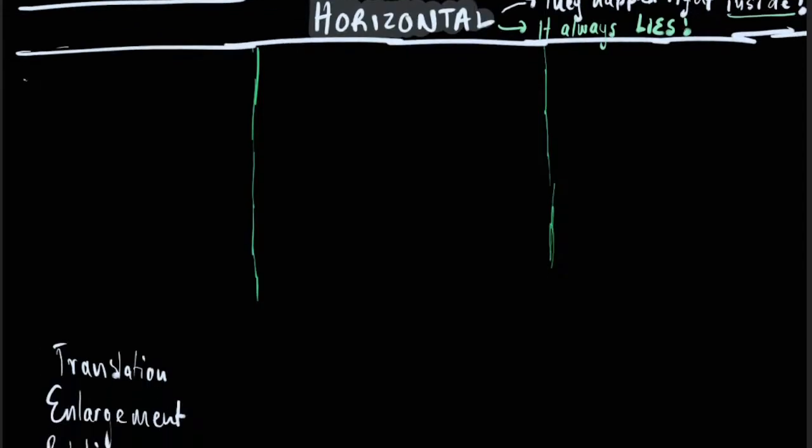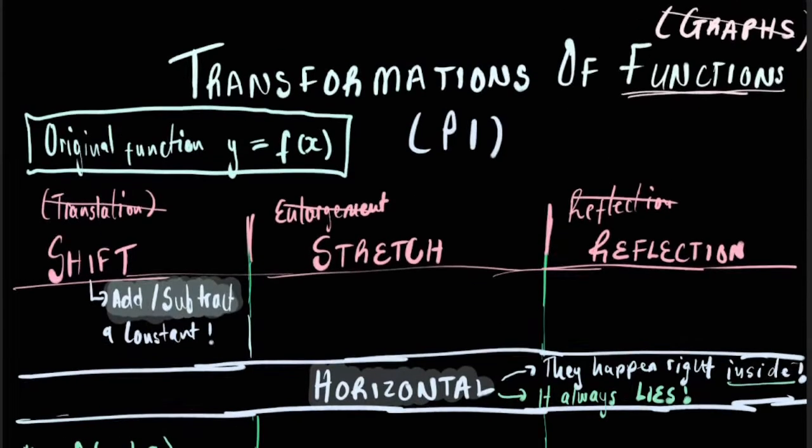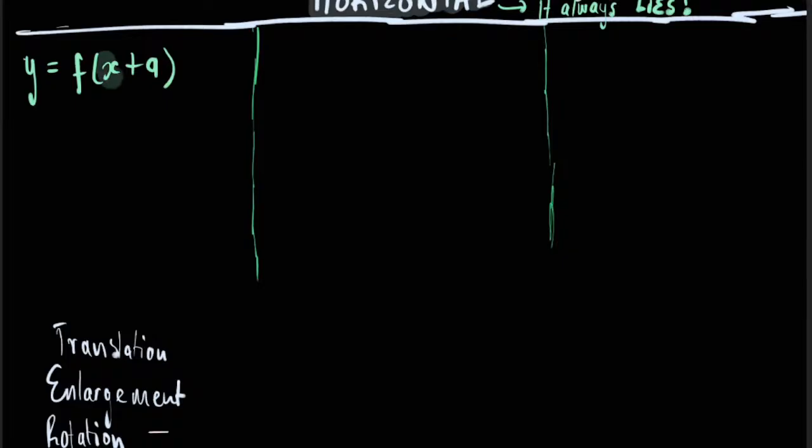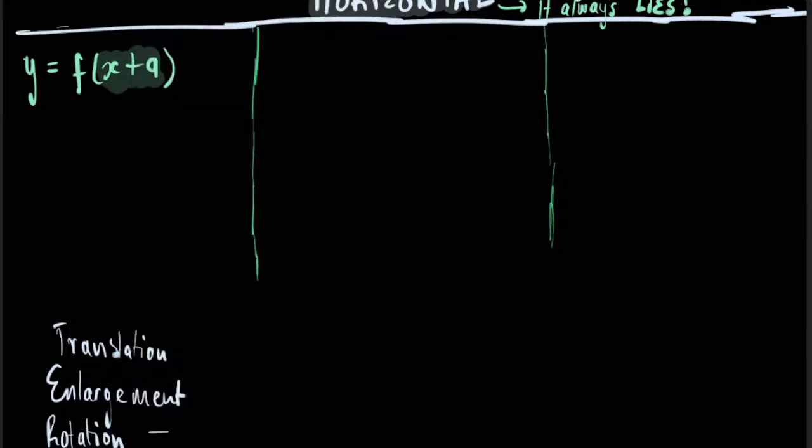So let's see here. Instead of y being f of x, you now have y is equal to f of x plus a. Remember, the original one was y is f of x. Now I'll show you in examples. You will see an a adding. You now have an f of x plus a. We have added.